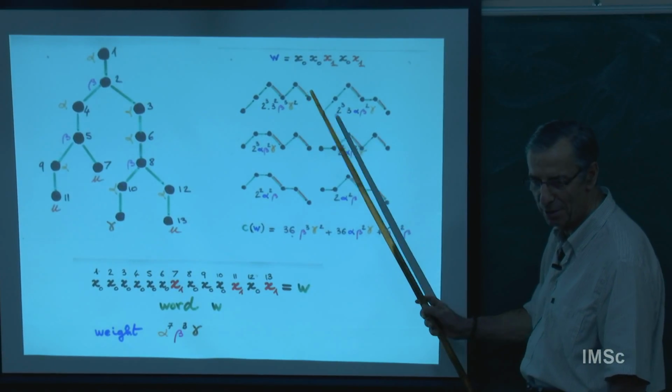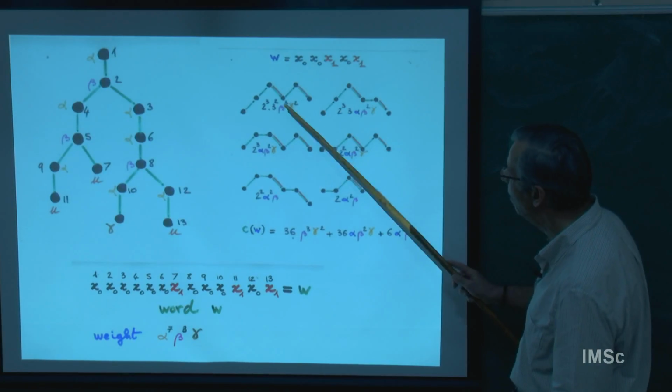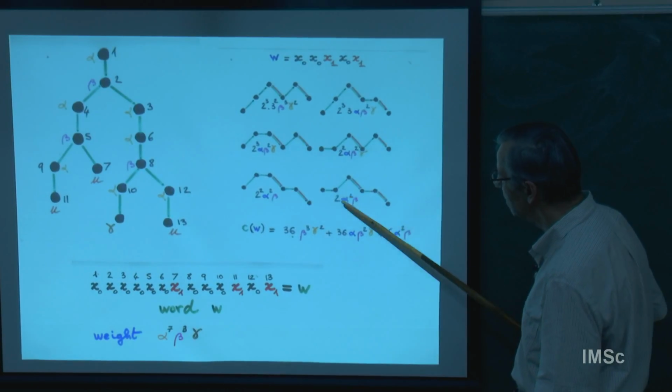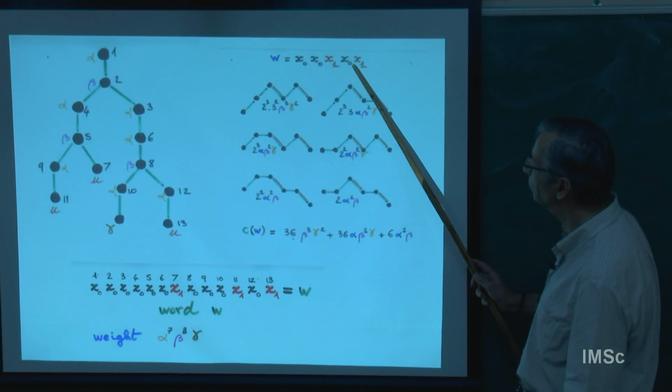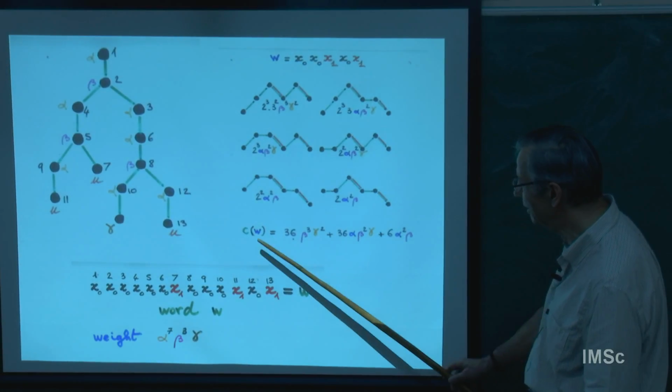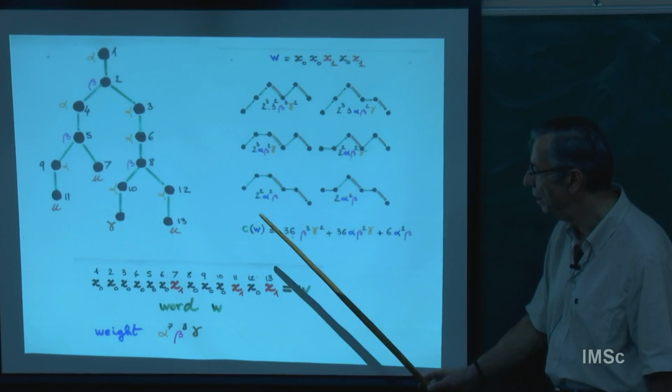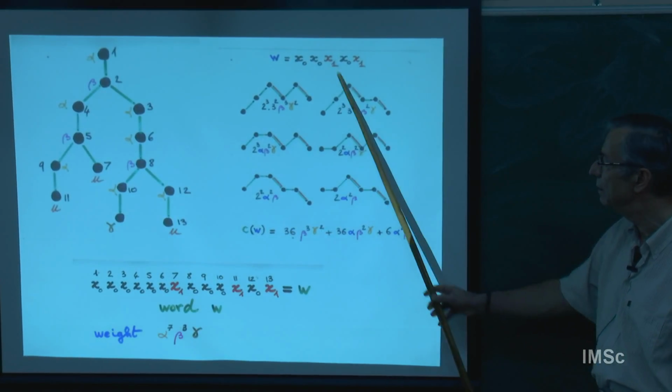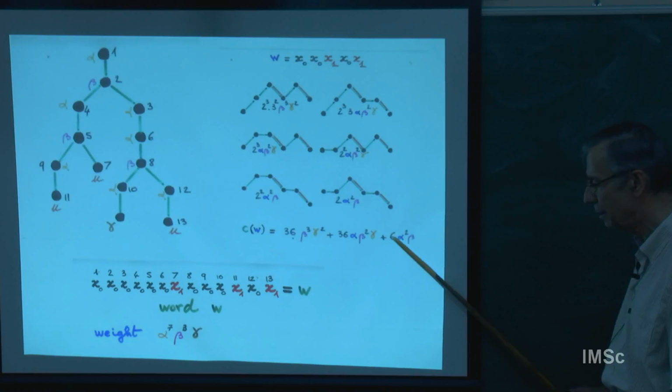So I claim now that the solution of my equation is the sum over all these paths. For each path, I associate a word with a certain weight. In total, there is a big weight. So I claim that for this word w, the coefficient of the iterated integral associated to it is exactly given by this.